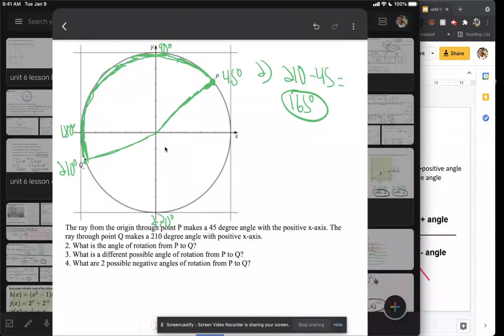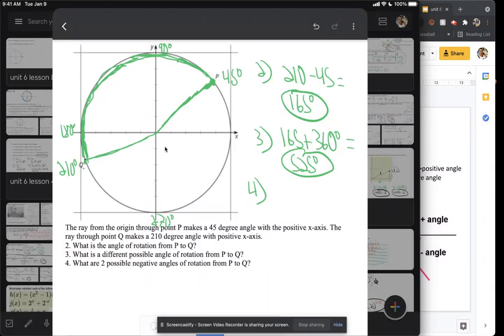Number 3, what is a different possible angle of rotation from P to Q? Well, in other words, we're going to find a coterminal angle. So a different possible one would be to take 165 and add 360 to it. But what's 165 plus 360? That would be 525 degrees. So that would be like if I started at point P, went completely around the circle once, and then went an additional 165 degrees. So that would be another possible angle of rotation.